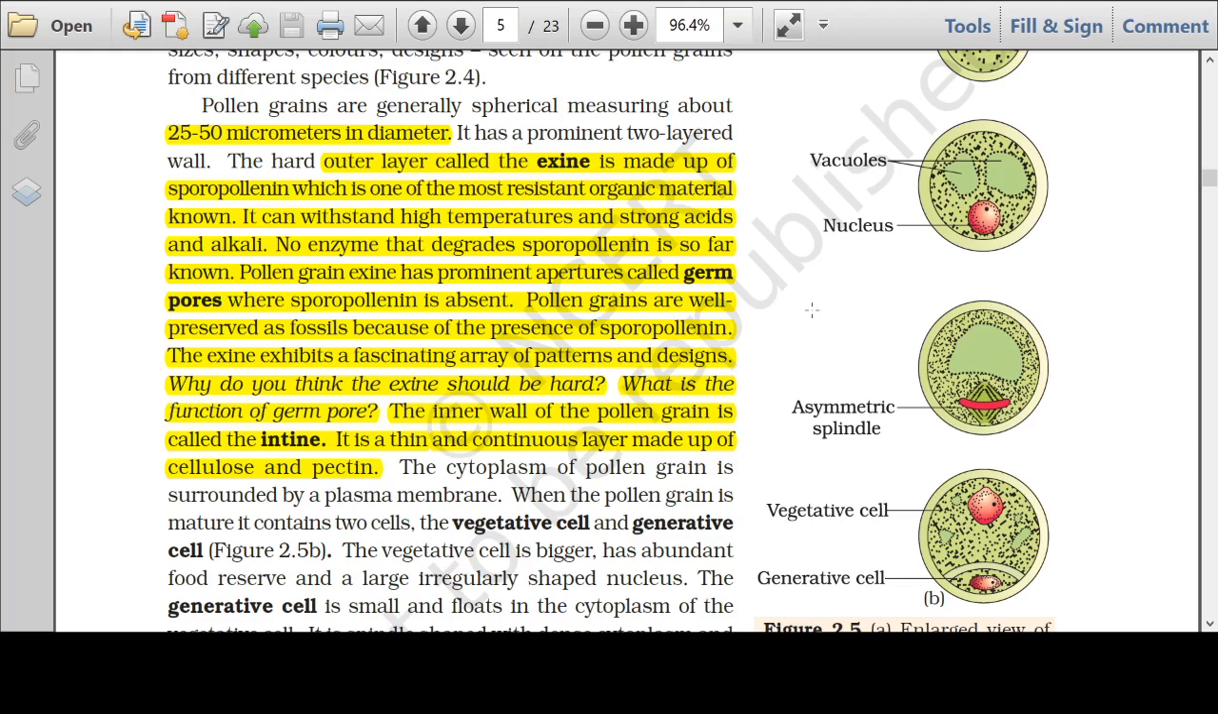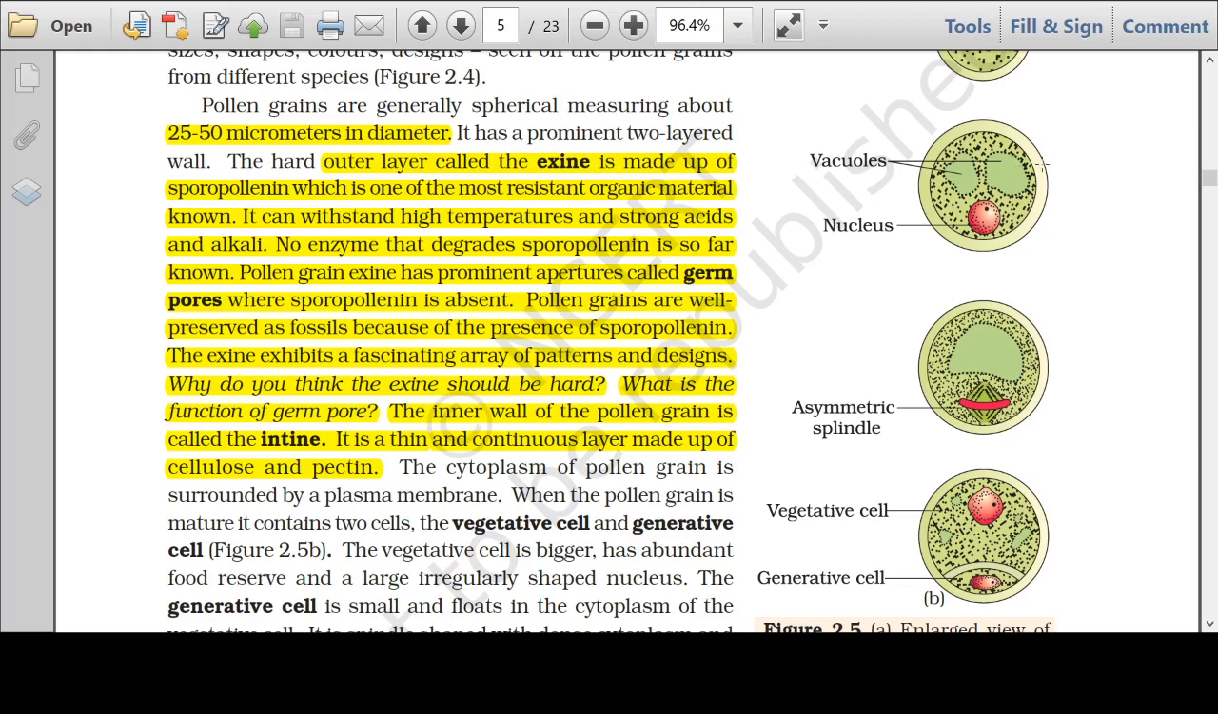Though it is not understandable from this diagram, I'll be very soon sharing another video where I will show you the exine, intine, and the gaps. The gaps are called germ pores, where the sporopollenin is absent, and through these germ pores the pollen tube comes out, or pollen germination takes place.